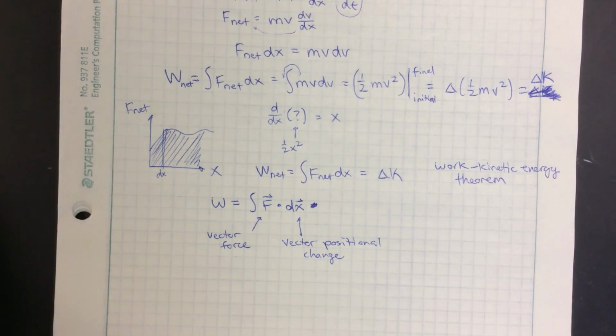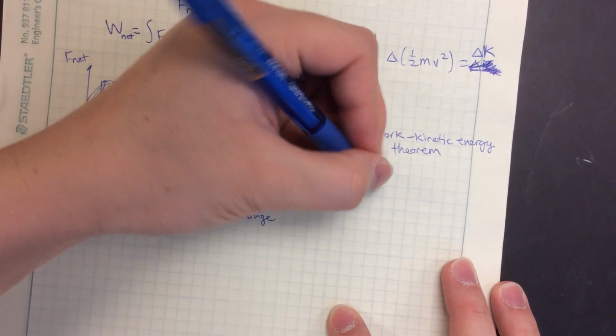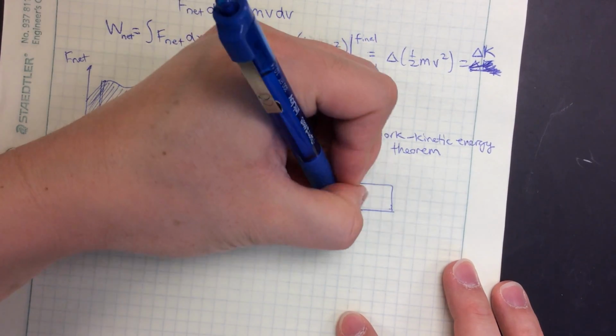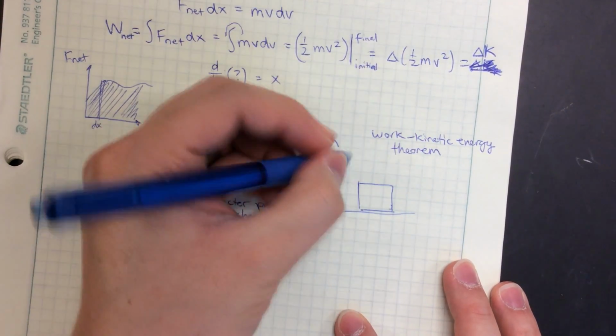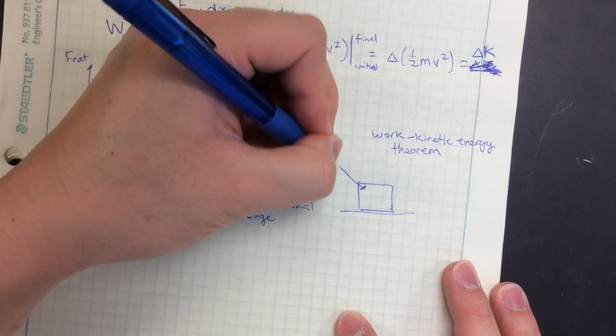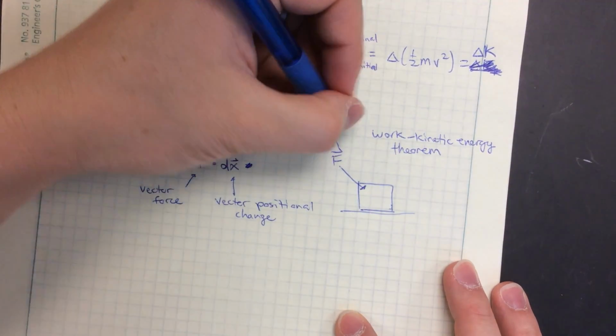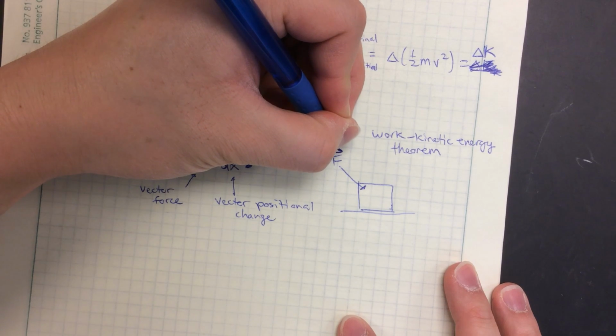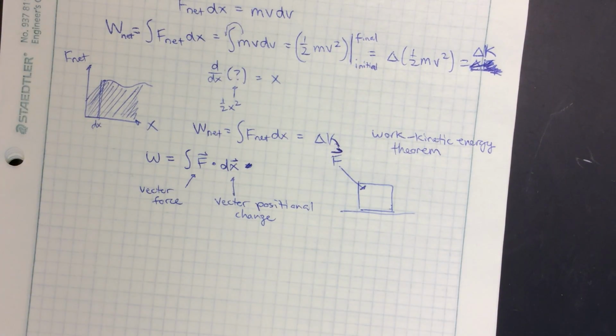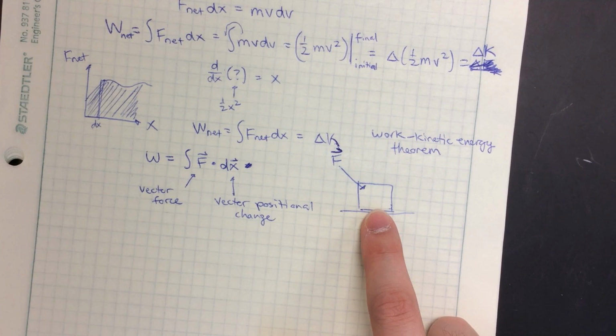If you can remember back to when I was talking about cross products, they look at how two vectors are perpendicular to each other. Dot products look at how two vectors are parallel to each other. How are they aligned? So let me draw a diagram of this. Let's say I have a box, and I push on it like this. Here's F. I push on this box at an angle.